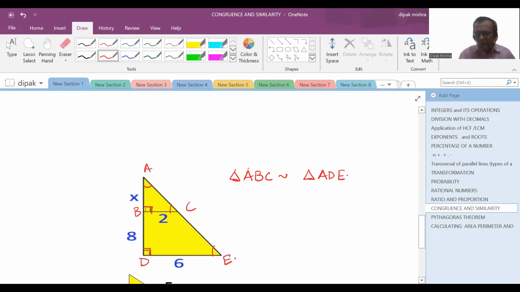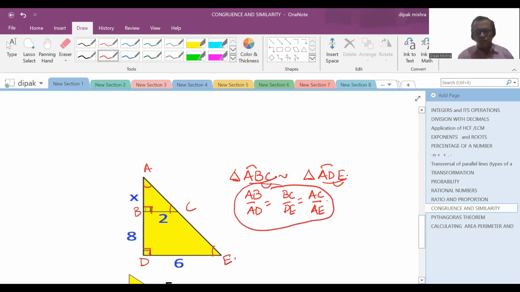When that happens, we can write AB by AD is equal to BC by DE is equal to AC by AE. So there is a one-to-one correspondence. This is how you write the rules of similarity after having proved that the two triangles are similar. Now, using this, properly putting the values, we can get the value of X as well. This I leave for your exercise.